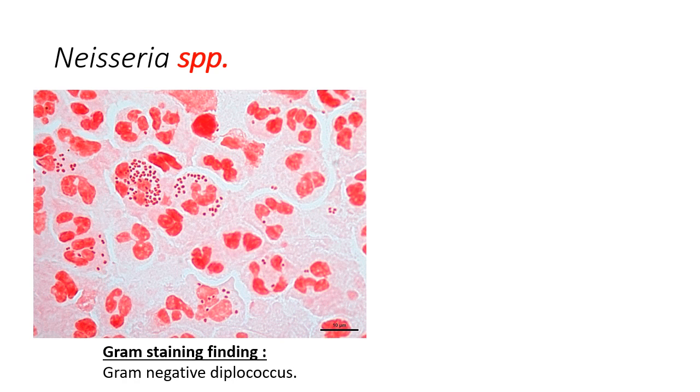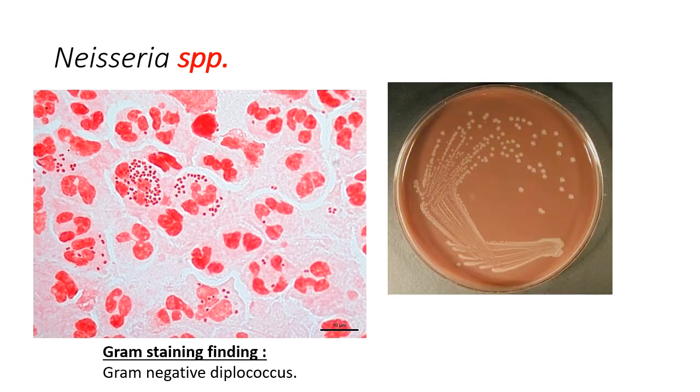And when we grow it in culture media, we select a very specific type of media that is required for this growth, which is an enriched media we call chocolate agar. And I'm sure that you have learned about this agar from before.